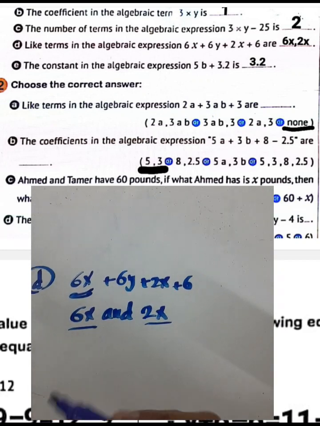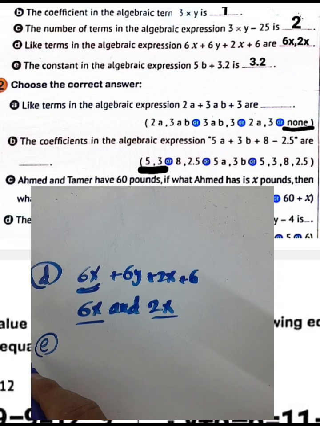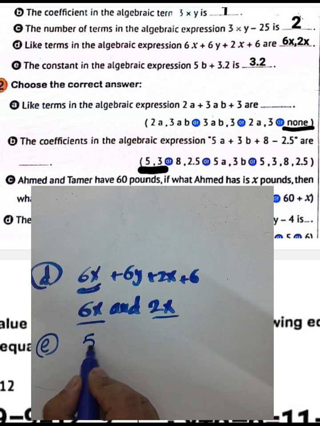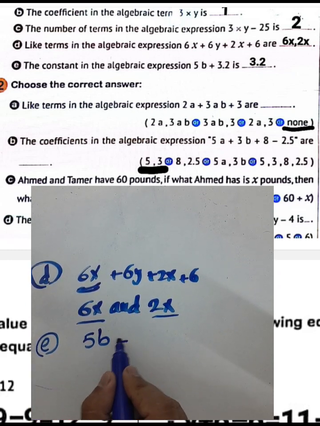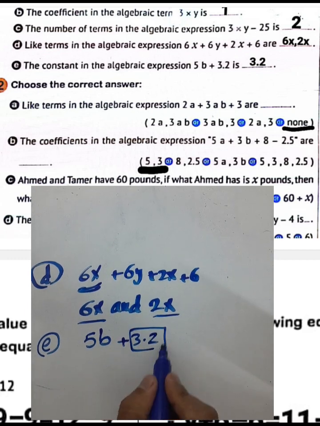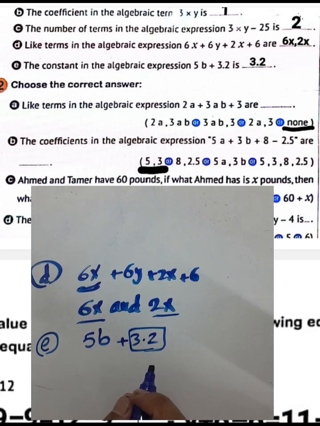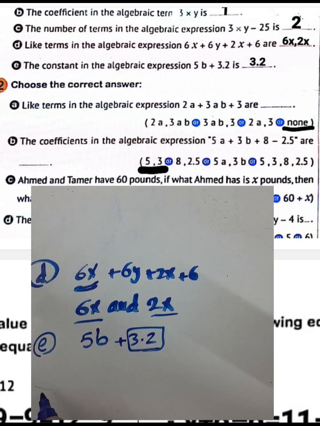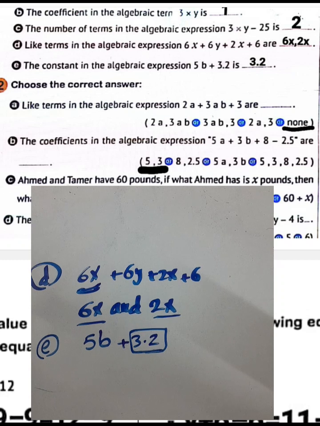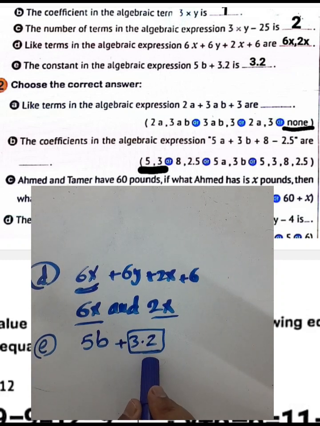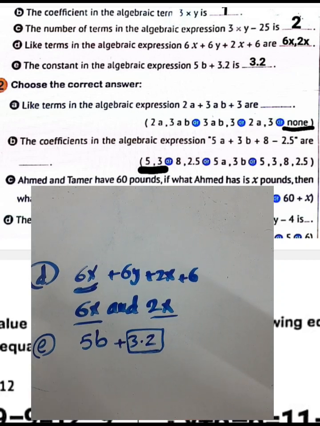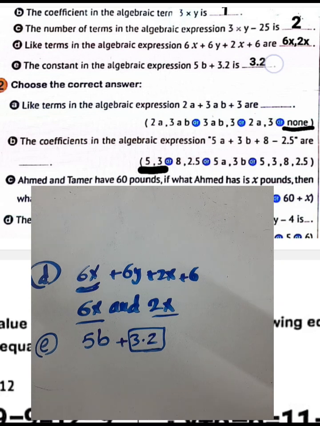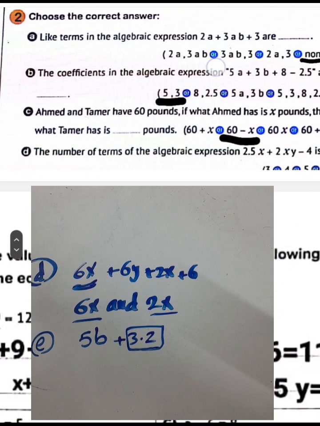Letter E. The constant in the algebraic expression 5b plus 3.2. 3.2 is the constant. The constant here will be 3.2, or you can call it the absolute term. So we write 3.2 here. Next question, choose the correct answer.